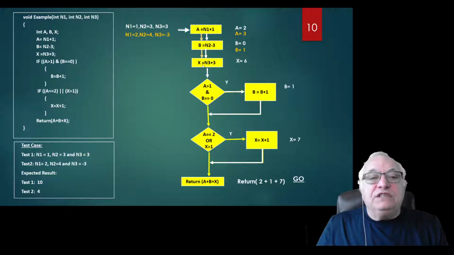Then we go to this statement, which is x equal to n3 plus 3. n3 is minus 3, so it gives me a value of x equal to 0. So then we get to our first decision. Is x greater than 1? No, x is 0.